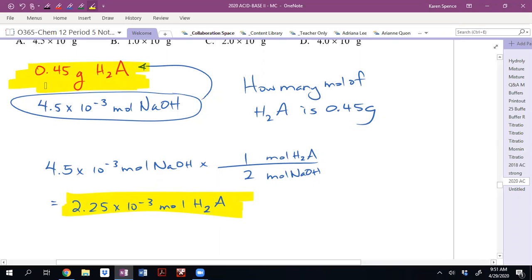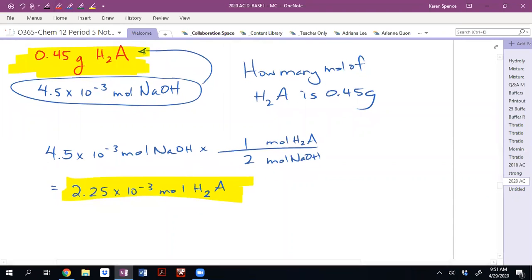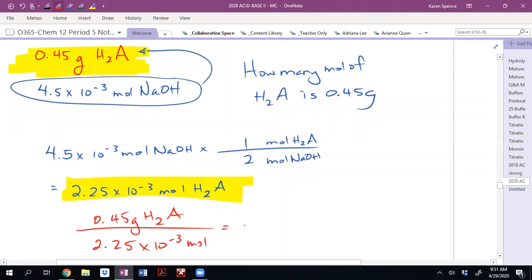We don't want the mass of 2.25 times 10 to the minus 3 moles. We want the mass of 1 mole. So we can say, I have 0.45 grams of H2A per 2.25 times 10 to the minus 3 moles. And if I do the division, that's going to give me the mass per 1 mole. That's what doing that division does. So 0.45 divided by 2.25 times 10 to the negative 3, and I get 200 grams for 1 mole.